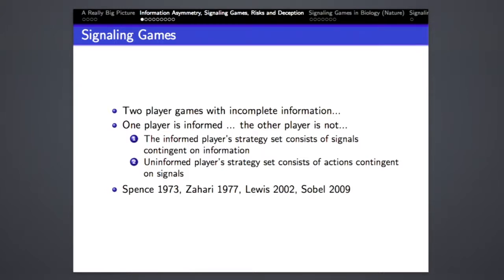So two-player games with incomplete information. One player is informed, the other player is not. The informed player's strategy set consists of signals contingent on information. So he's going to send a message or a signal to the receiver, and the receiver has a set of strategies that consists of actions contingent on signals.